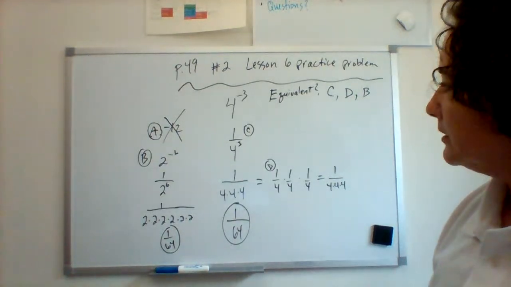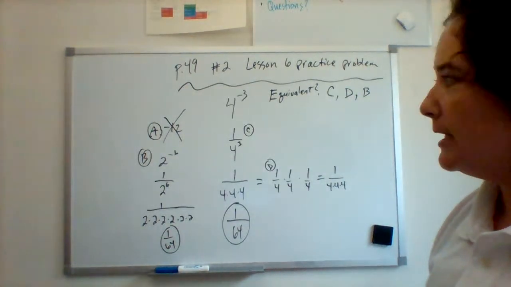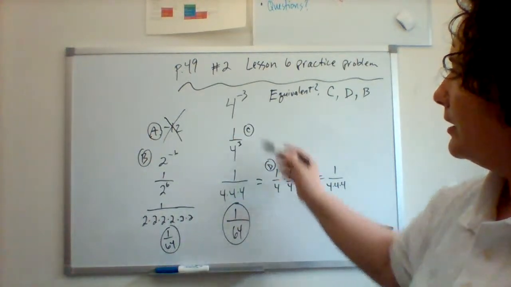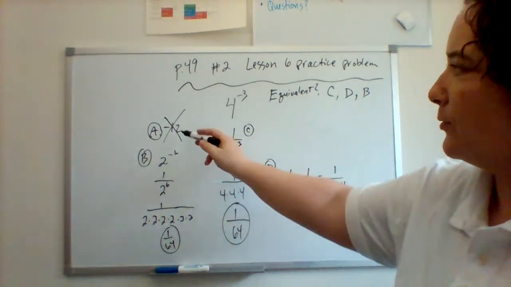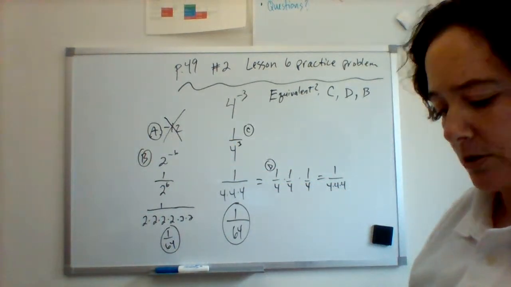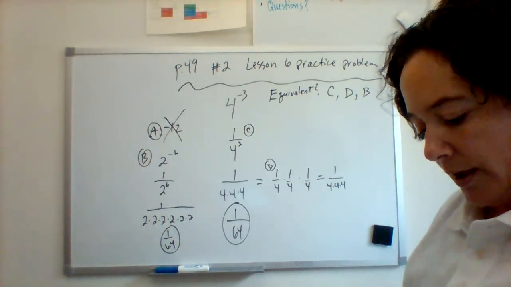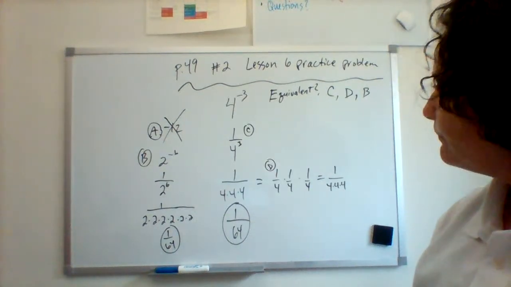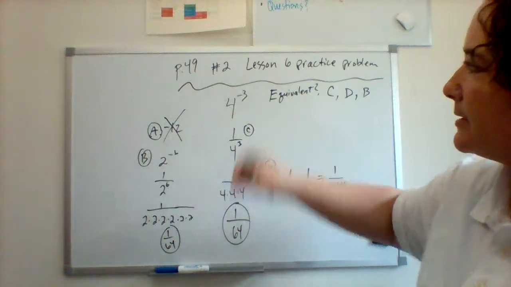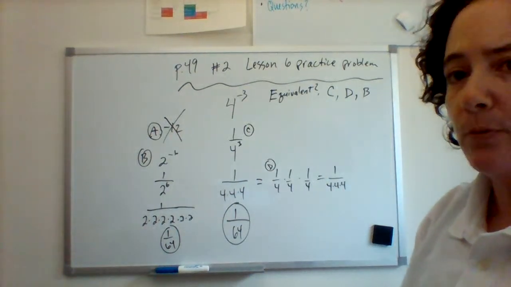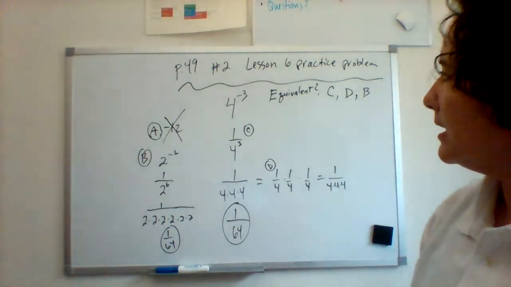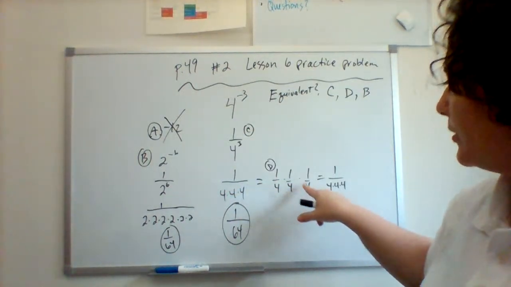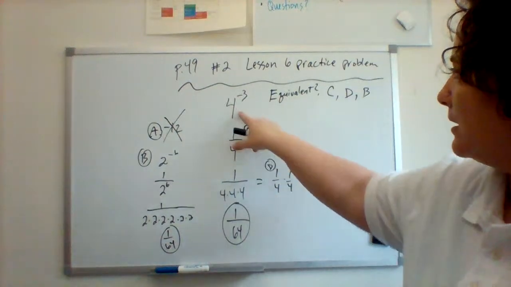E. Now, E, you know, cannot be true. E cannot be true for the same reason that A cannot be true. This simplified is 1 over 64. It's not a whole number, so that's just no. You know that F is also false because this exponent does not mean to multiply negative 4 by itself 3 times. It means 1 over 4 cubed. 1/4 times 1/4 times 1/4. That's what this means.